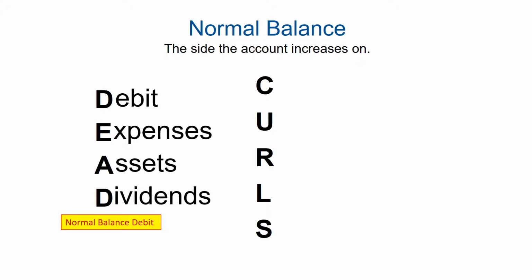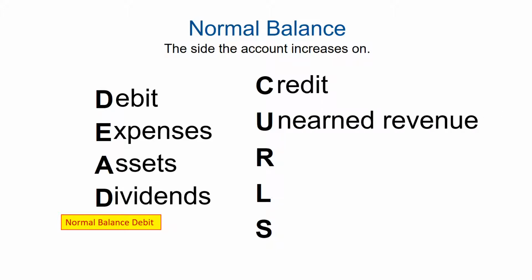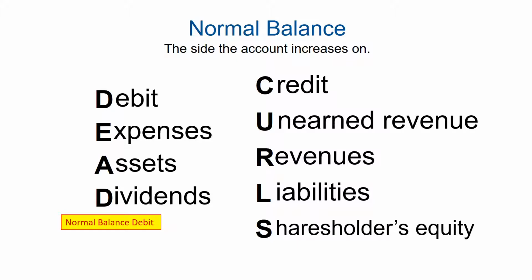Your curls increase on the credit side, so they have a normal balance of a credit. It would include your unearned revenue, revenues, liabilities, and shareholders' equity. So these accounts have a normal balance of a credit.